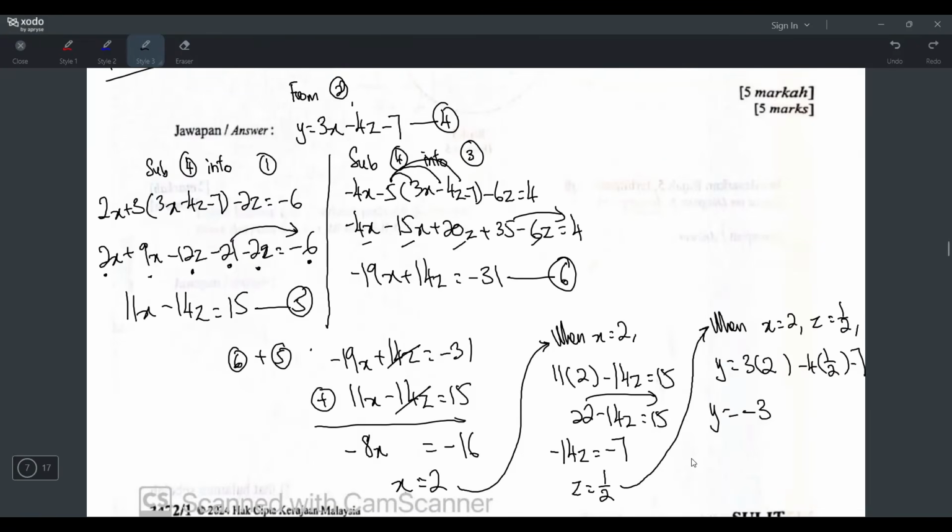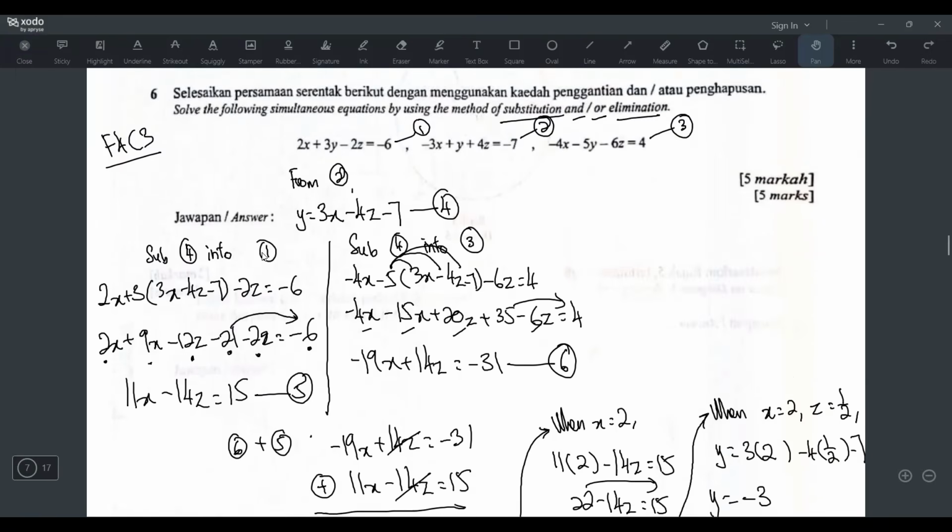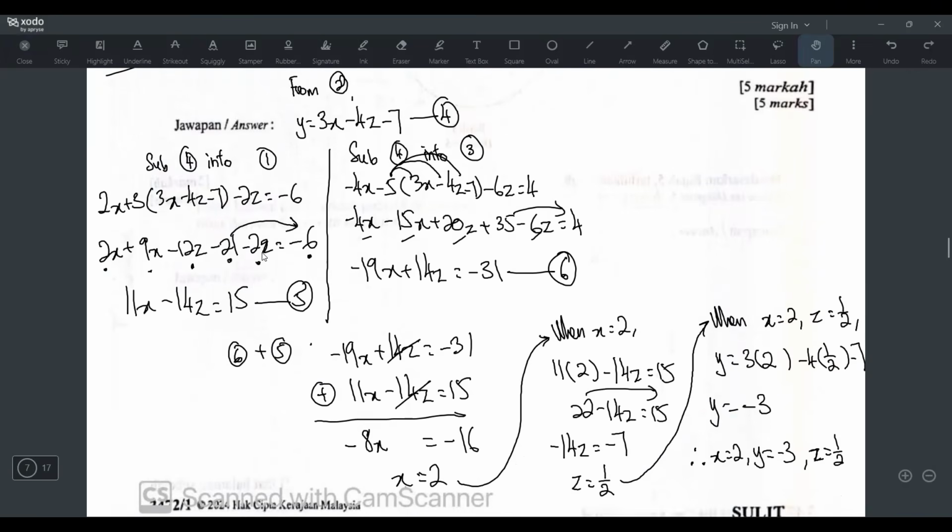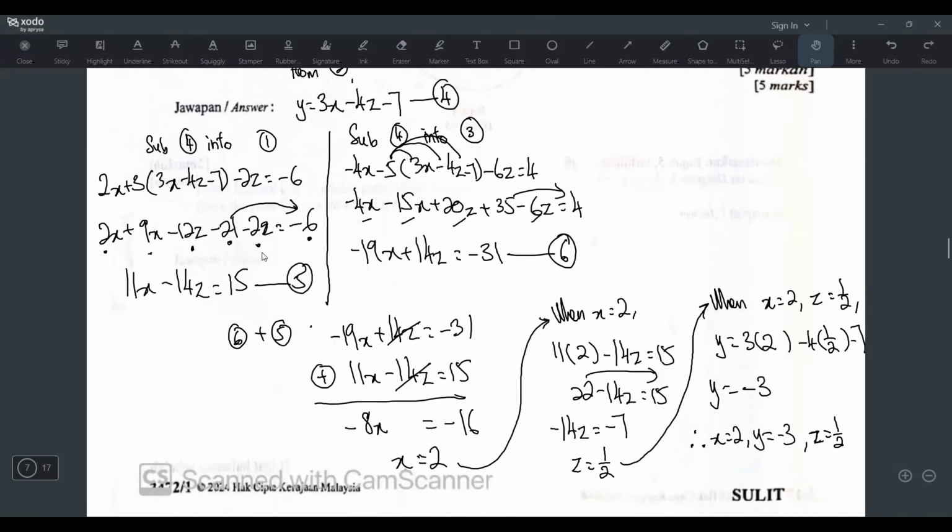Okay, done. Now you can write your final answer. So for your last line, you write down x equals 2, comma, y equals negative 3, comma, z equals 1 over 2. Okay, this line is very important. You have to write it, because this is where they give you the marks. Remember to always write down all your answers after you've done all your working, because there are 3 different answers here. So you write all answers in one line like that, so that they can give you marks here. All right, that's all. I'm done.